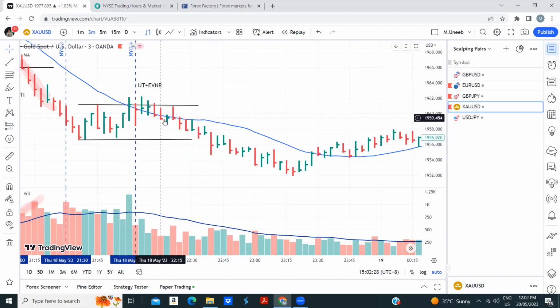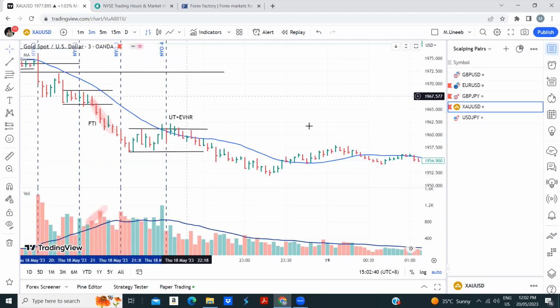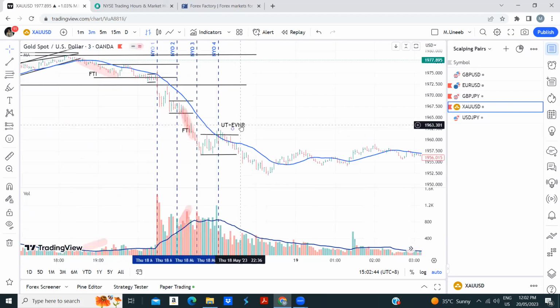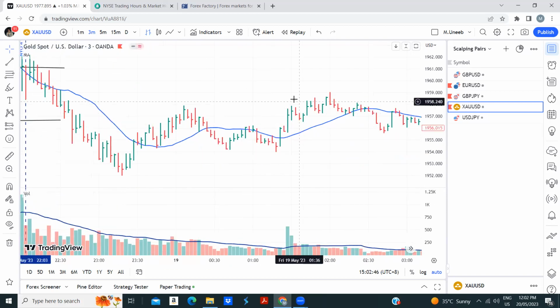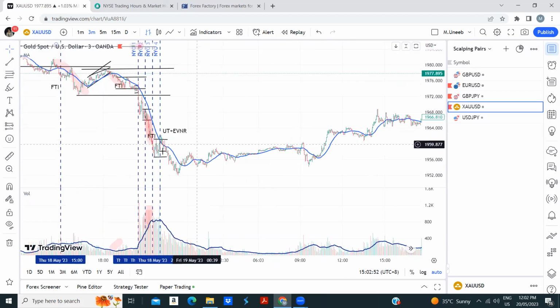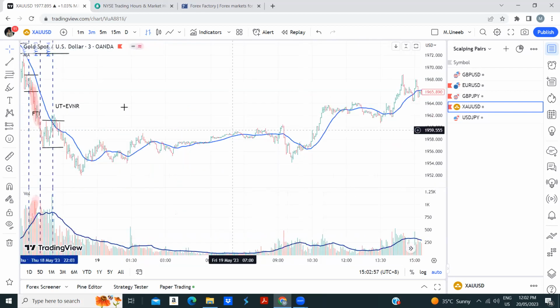And even if you miss this entry as well, then we have this no demand. Multiple entries. You can enter here, here, or here; it's up to you. The point is we will catch this move. Now here the market is reversing. Why is it reversing? From this point the market reversed, so we need to see why it reversed.